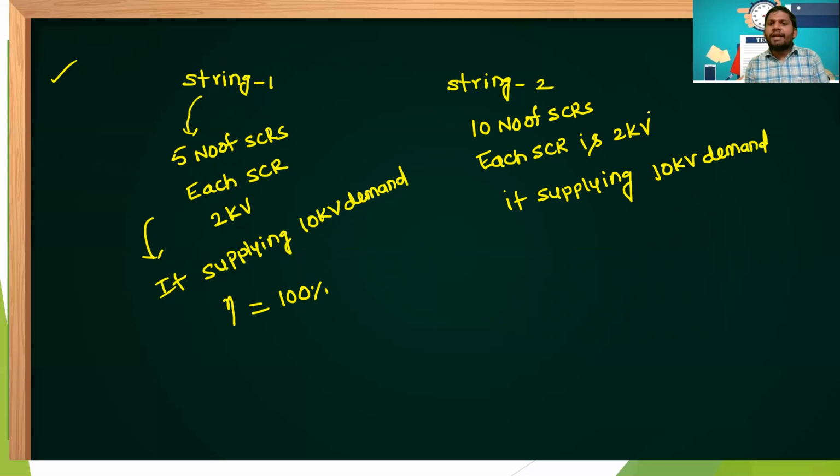Understood? Each SCR rating is 2 kV, but here it is not 5 SCRs. Here how many SCRs? 10 SCRs. But it's supplying how much demand, students? Only 10 kV demand. That means, are you utilizing it fully here? Is it 100% utilized? No.